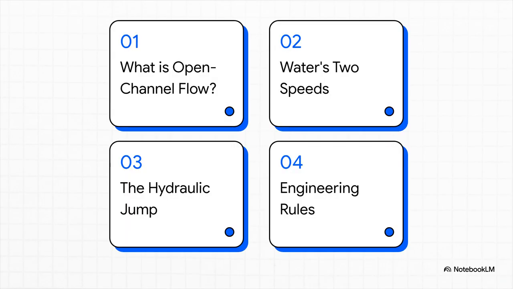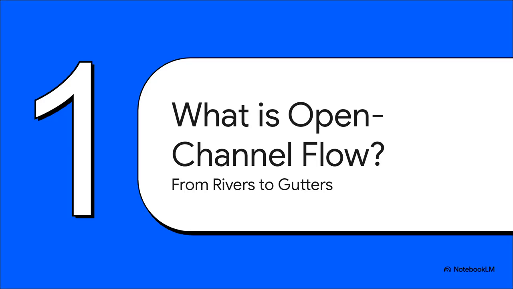So here's what we're going to cover. First up, we'll define what open channel flow actually is. Then we'll get into water's two surprisingly different speeds. After that, we'll see the dramatic power of something called a hydraulic jump. And finally, we'll look at how engineers use all these rules to build the world around us. Okay, let's dive right in.